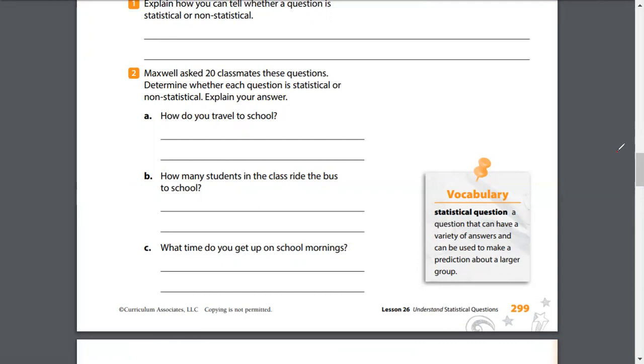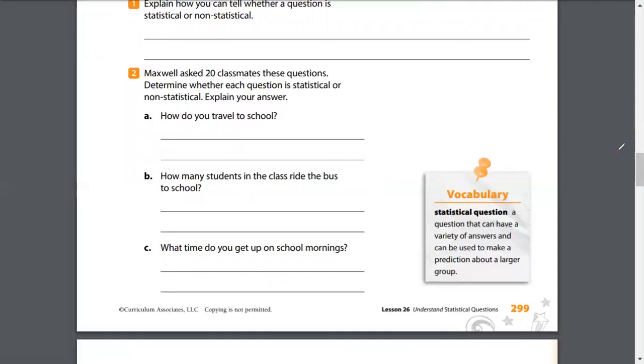Do you want to give any hint for number 2? How do you travel to school? I am a car rider. I'm a car rider too, but I could be a bus rider, or a walker. So what is that telling you? We're going to have more than one answer, guys, so you can figure this out. I know that you can.